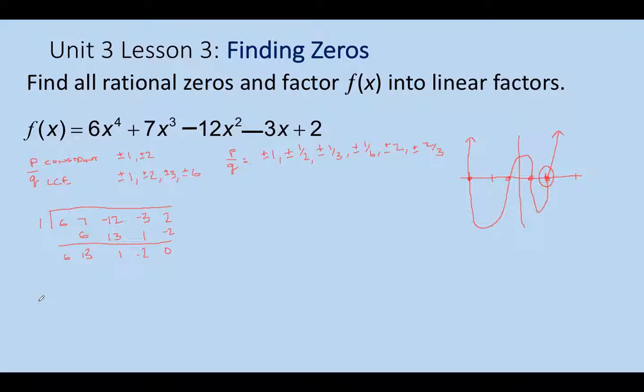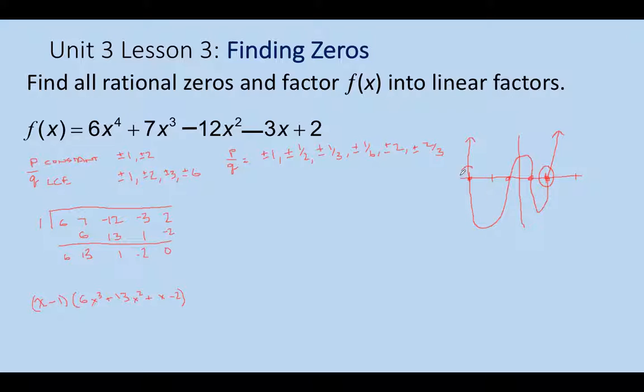So now my factored polynomial is going to be x minus 1, and then I would have 6x to the third plus 13x squared plus x minus 2. And, well, I'm not really anywhere close to finishing it up. I still have a third degree polynomial to figure out. And so what I'm going to do at this point is pick another one of my solutions and do the same process all over again.